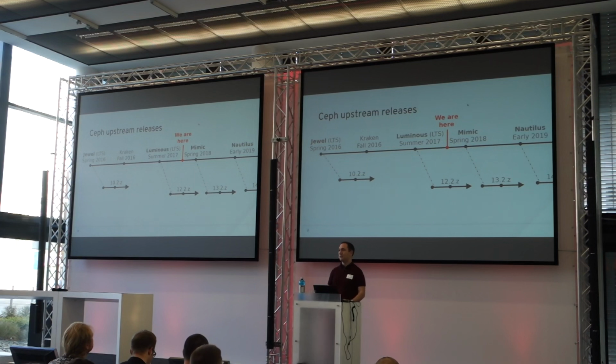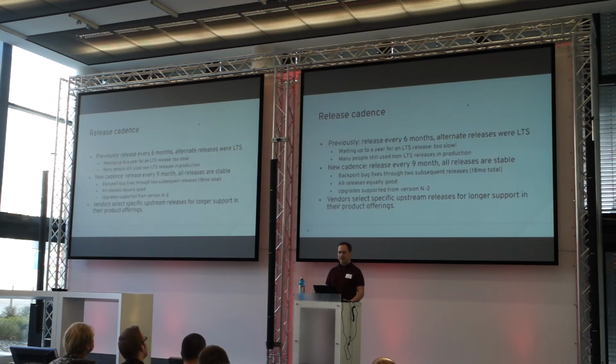You probably noticed, if you're not very familiar, that these are alphabetically increasing, and they all happen to be species of cephalopod. You might also notice that on the left-hand side of this diagram, we have Jewel and Luminous, which are long-term supported releases. Kraken was not. But on the right-hand side of the diagram, everything seems to be a long-term release. And the reason for that is that we have the new release cadence.